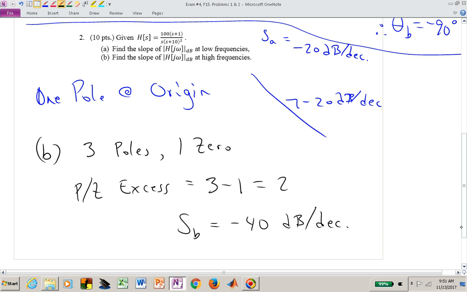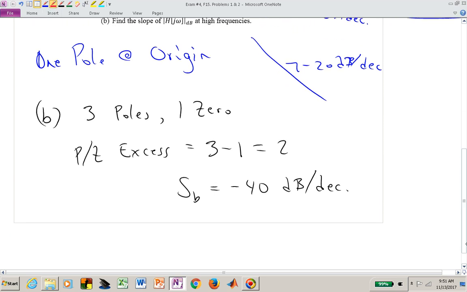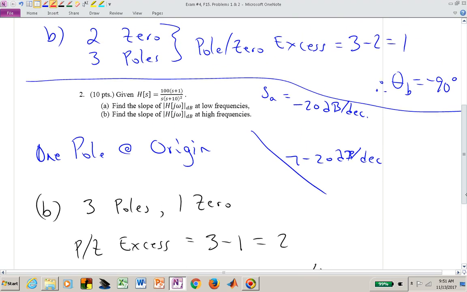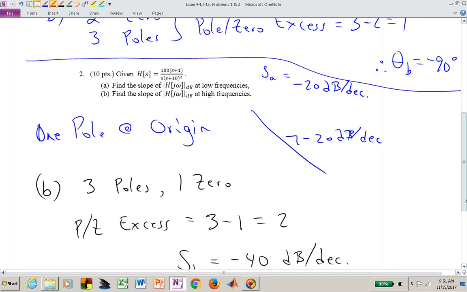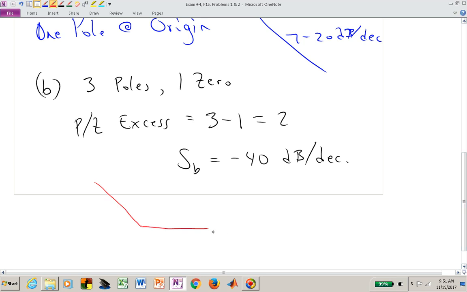We have a pole at the origin, which will be producing a slope. Then what do we hit next? Well, then we hit a zero at omega equal to 1. And then we hit 2 poles at omega equal to 10. So we won't be going down at minus 20, but we'll be going down at minus 40 dB beyond omega equal to 10.